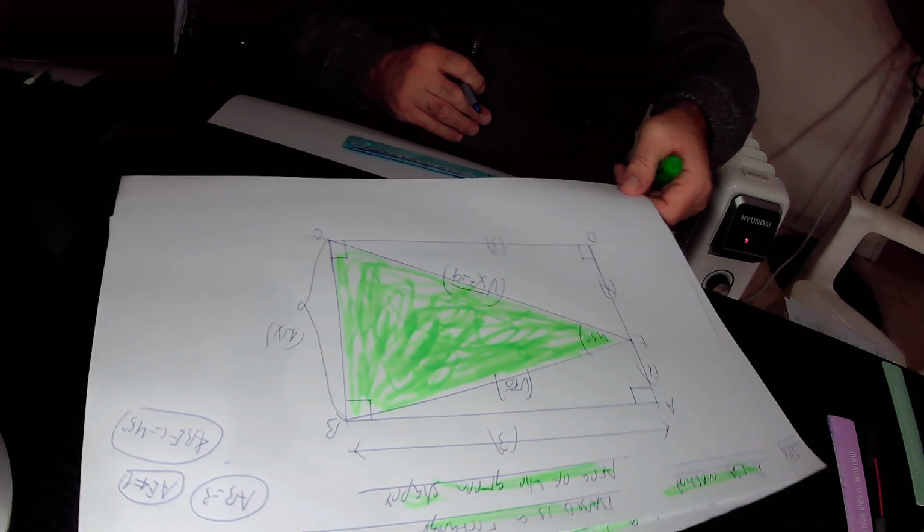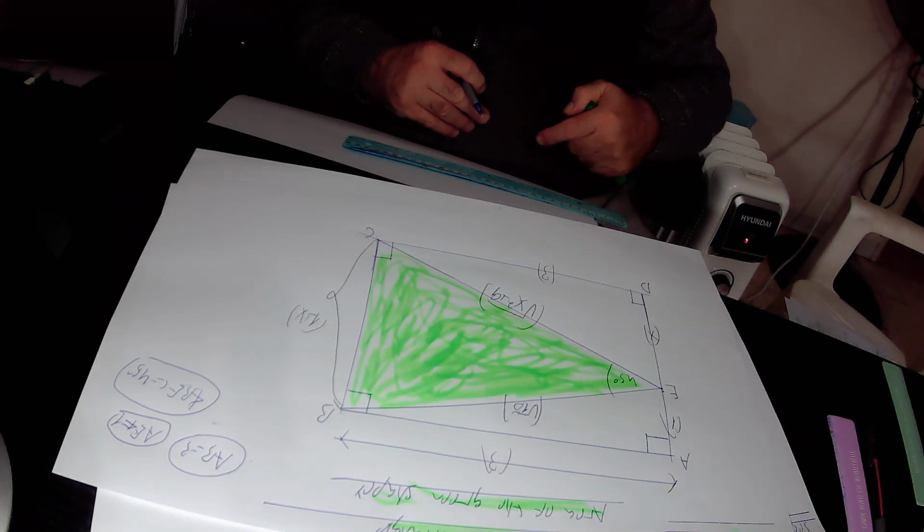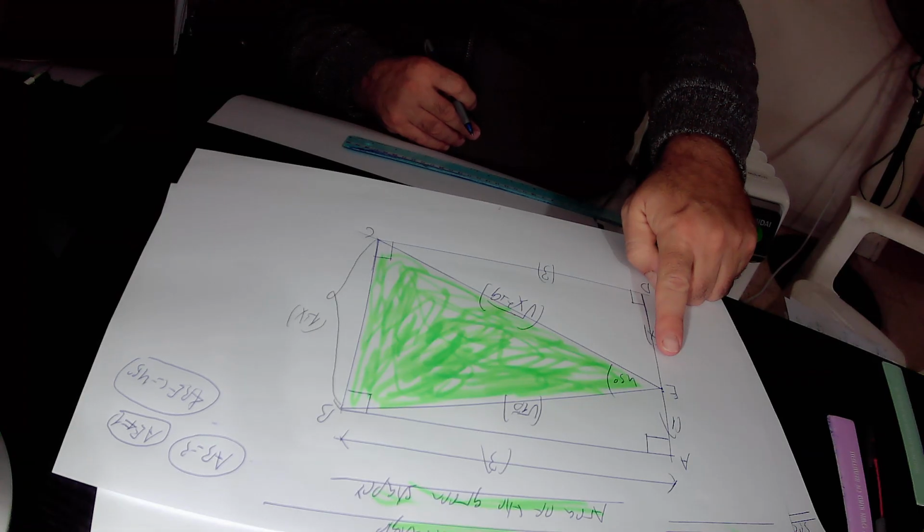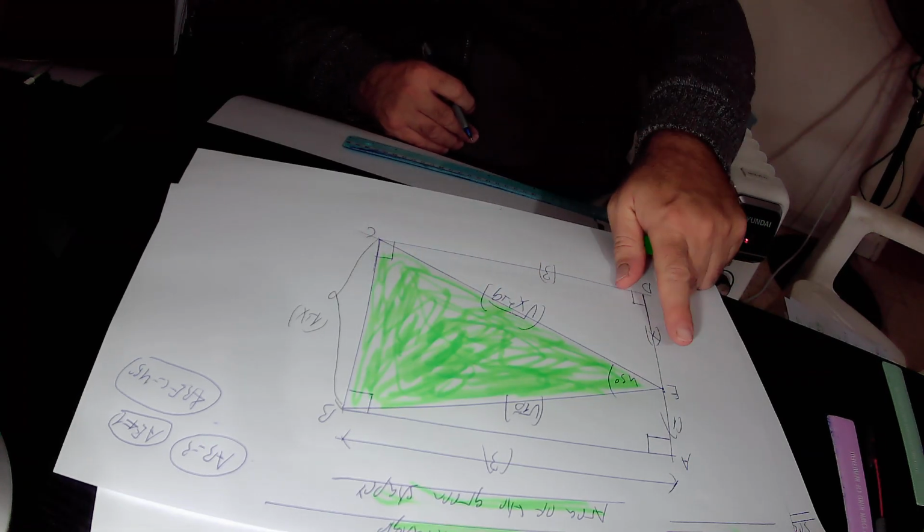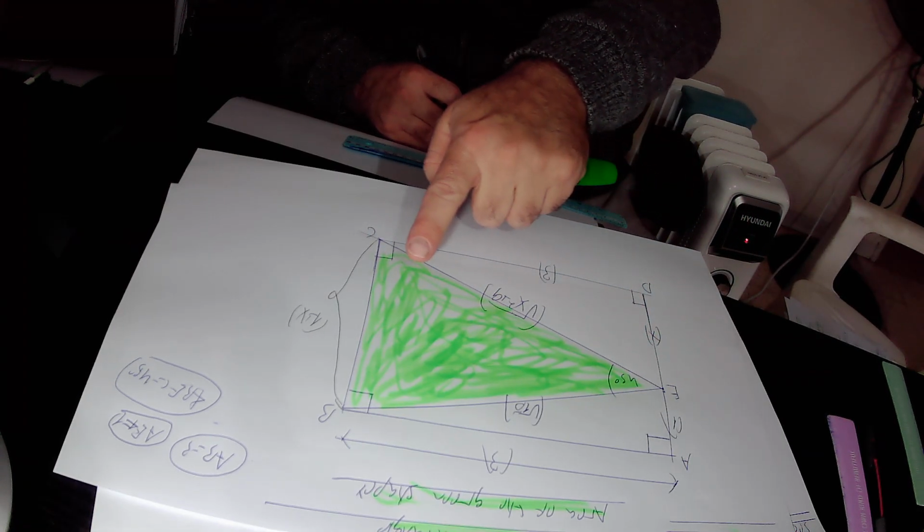In the next step, from point E, we will draw a perpendicular on BC.